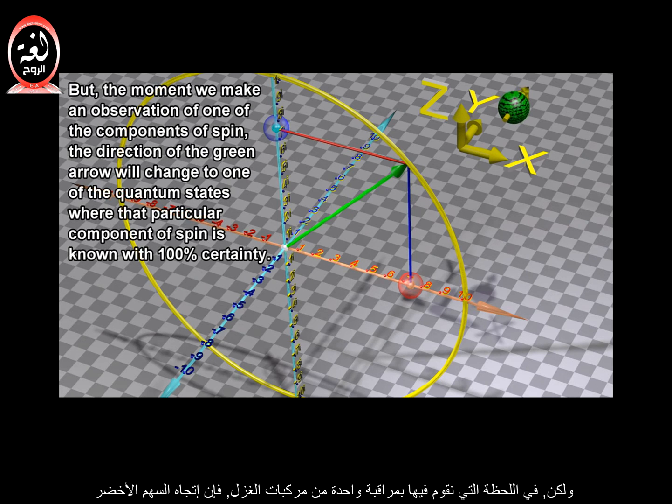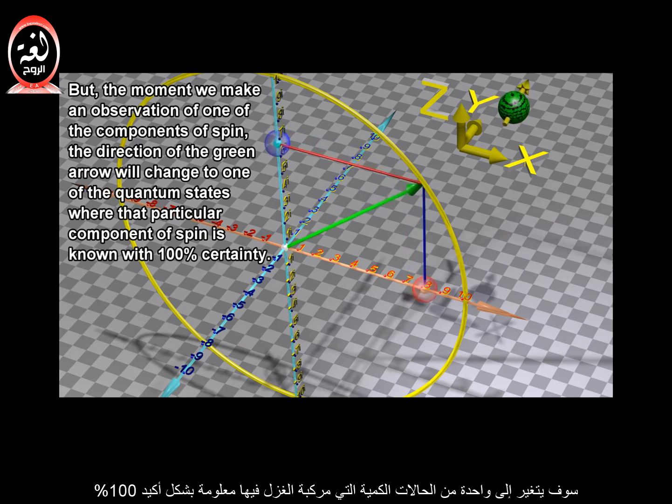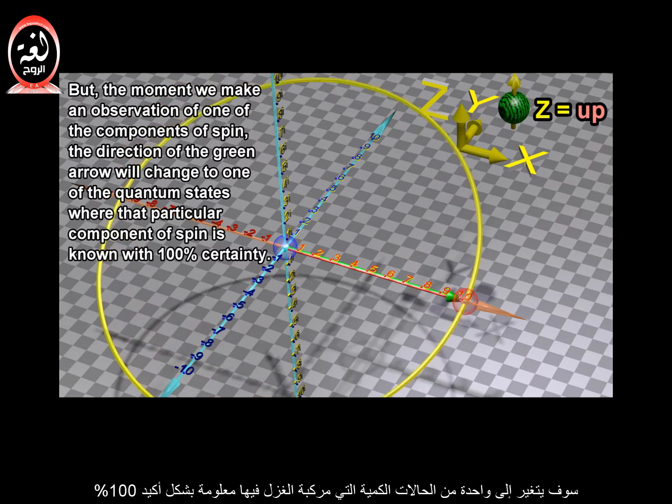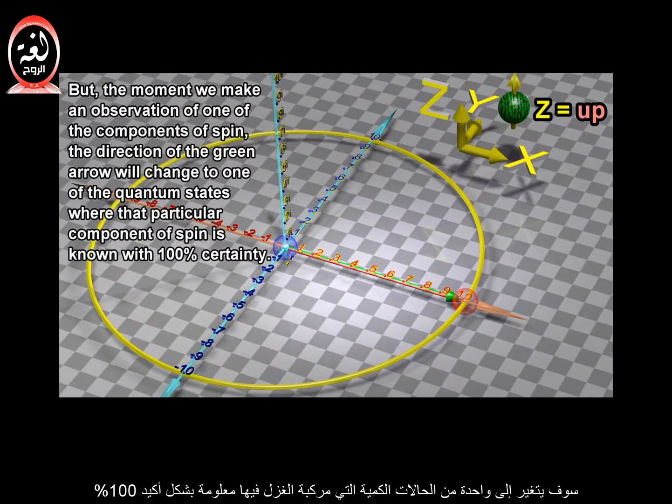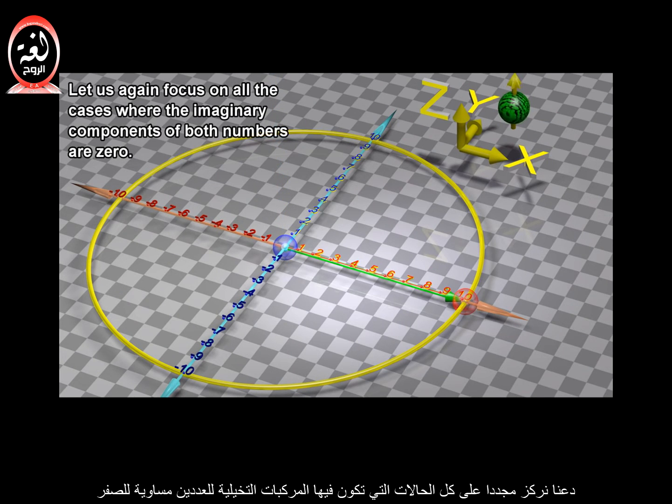But the moment we make an observation of one of the components of spin, the direction of the green arrow will change to one of the quantum states where that particular component of spin is known with 100% certainty. Let us again focus on all the cases where the imaginary components of both numbers are 0.